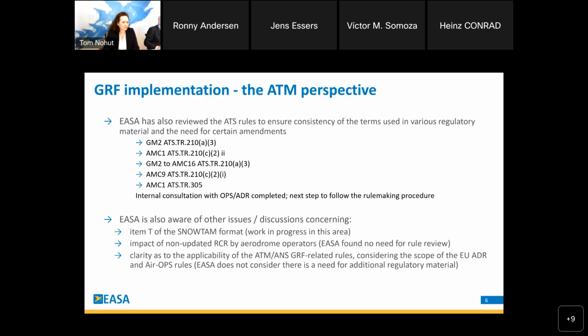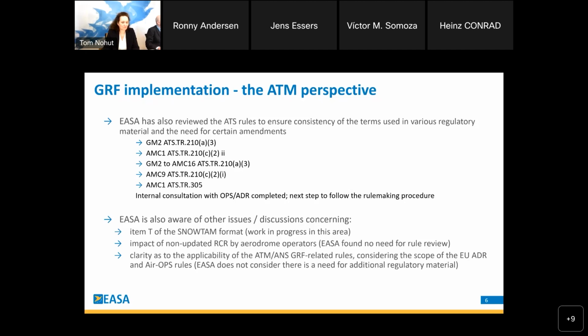The next, the future. So we have also reviewed the ATS rule, and we have come to a number of bullet points here where there is a need to further enhance the current regulatory provisions. I will not read them, but you can see there are a number of AMCs and GM where we should somehow enhance the current wording.